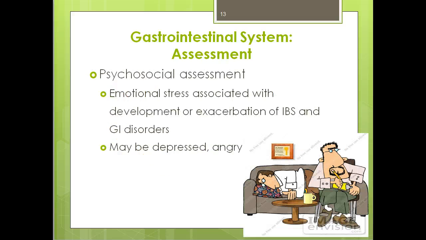So when you're assessing the gastrointestinal system and performing a psychosocial assessment, emotional, you're going to see if there's any type of emotional stress that may be associated with the development or exacerbation, which is a flare up, of irritable bowel syndrome or any other GI disorders. If the patient is diagnosed with cancer, he or she is expected to experience the phases of the grieving process.